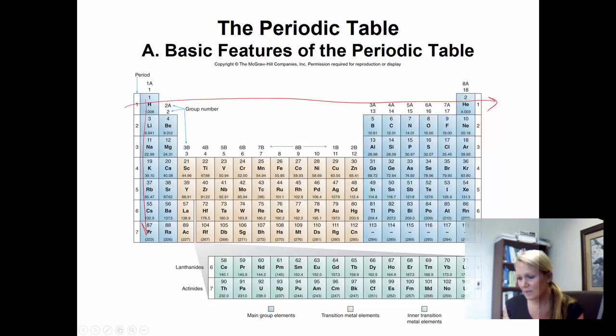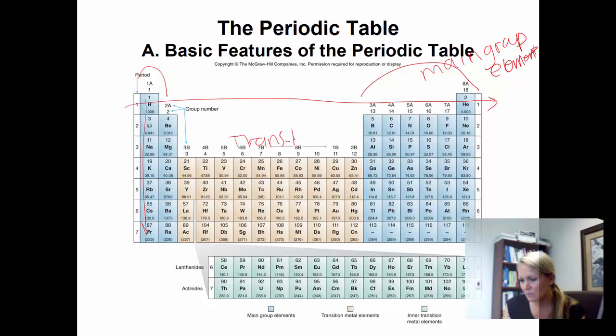In blue, it just happens if you have 1A, 2A, then you skip over to 3A, 4, 5, 6, 7, and 8. So these columns here and here are your representative or your main group elements. These are transition metals. They are all metals, hence the name. And see how these have B there.